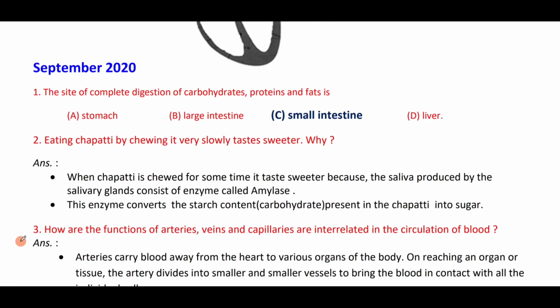The site of complete digestion of carbohydrates, proteins and fats is, the correct answer is small intestine. The place where complete digestion of food takes place is what? Small intestine. Next question. Eating chapati by chewing it very slowly tastes sweeter, because when the chapati is chewed for some time, the saliva produced by the salivary glands, which consists of an enzyme called amylase, converts the starch present in the chapati into sugar. Hence it tastes sweeter.